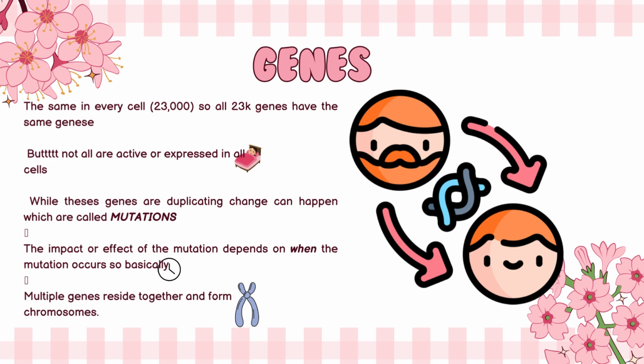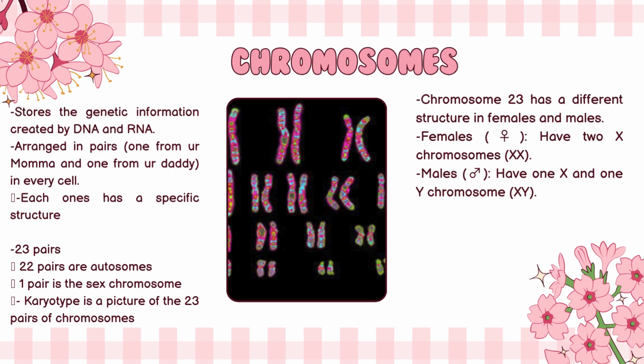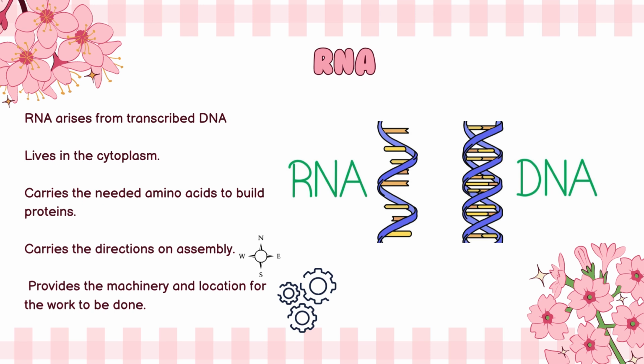So these genes come together and they form chromosomes. Chromosomes store the genetic information created by DNA and RNA, and it's arranged in pairs, one from your mom and one from your dad, and each one has a specific structure. You have 23 pairs, and only one of them are sex chromosomes. They're different in male and female.